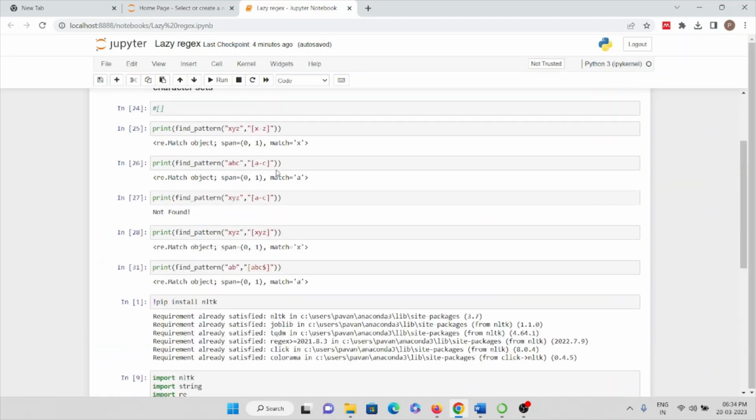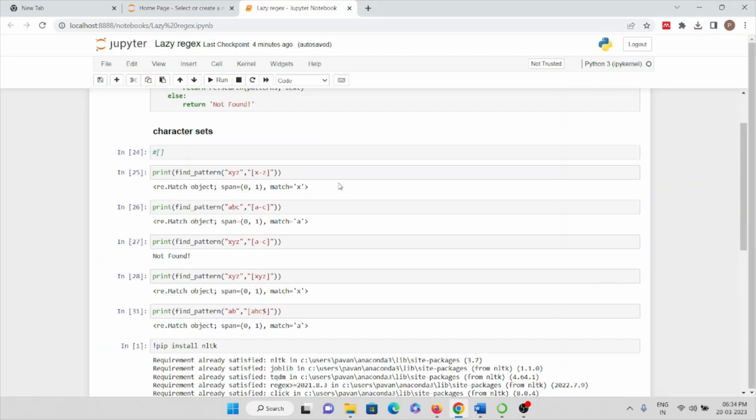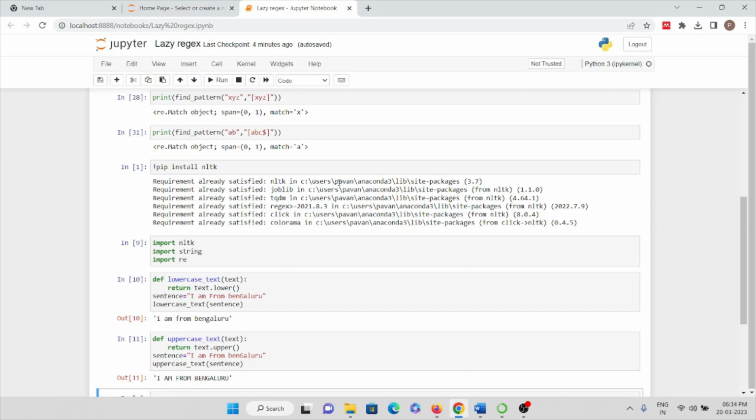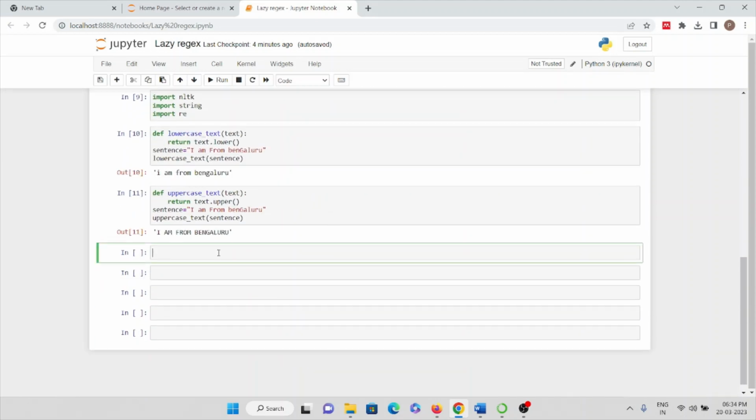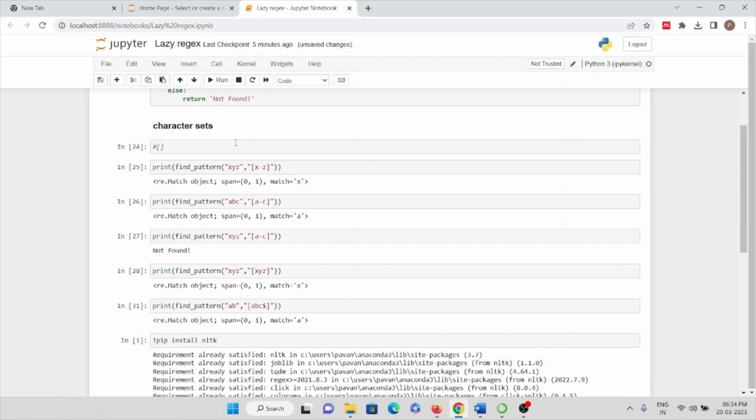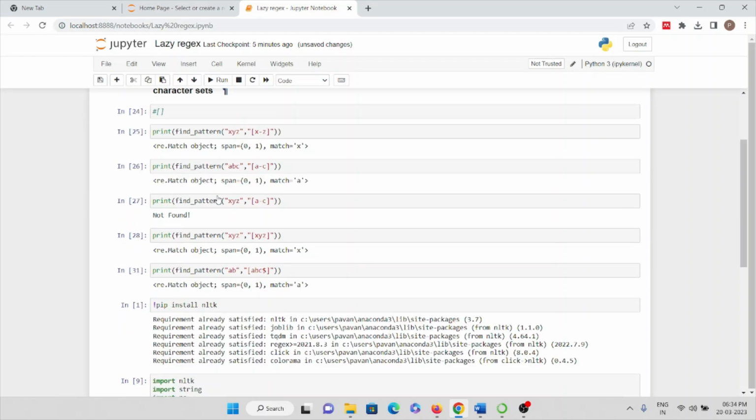So in our previous video we discussed character sets and case conversion. Today we'll discuss the lazy regular expression. We'll take an example, then try to understand what exactly a lazy regular expression is. I have already defined the pattern, and we have imported the regular expression module.